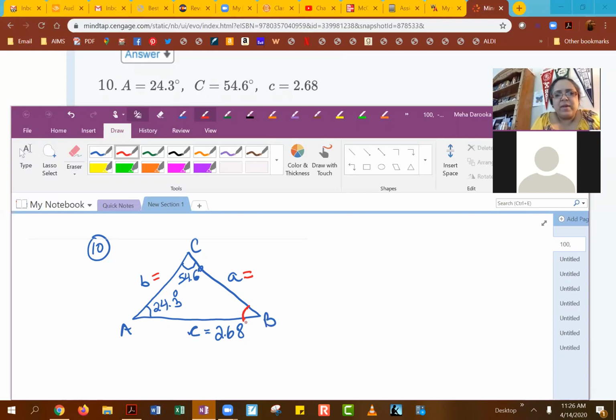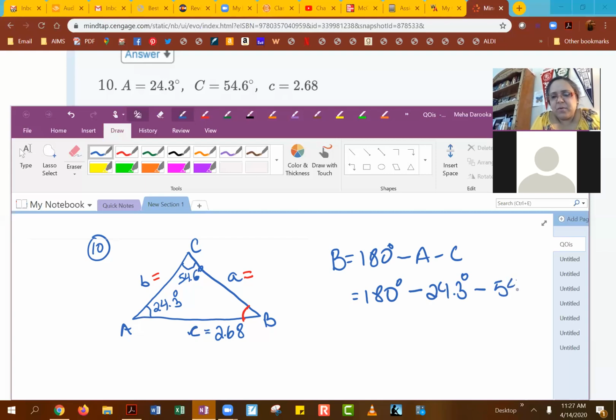So any idea how we can find that angle B? If you're given two of your other angle measurements, what can we do? Oh, subtract from 180? Yeah, because we know all three angles inside a triangle should add up to 180. So to find angle B, you're just going to take 180 degrees and subtract the other two angles from it. That's of course 24.3 for angle A, 54.6 for angle C. So what do you think that subtraction will end up giving us?